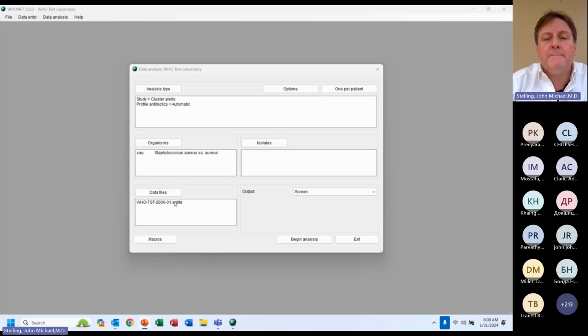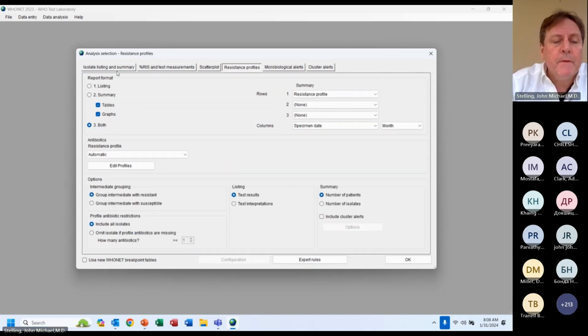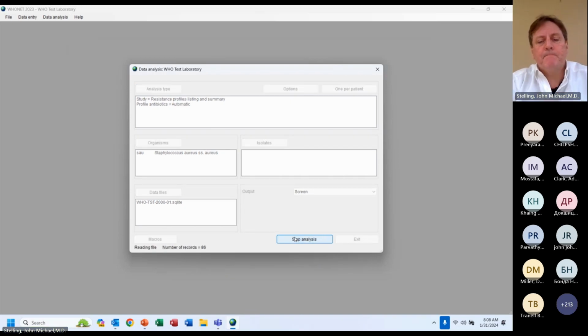So I can go back to WHONET, analysis type. Now I can jump to resistance profiles. Listing, summary, both. Specimen date by day. The row is the resistance profile. And I want to include my cluster alerts. I click on OK. I click on Begin Analysis.